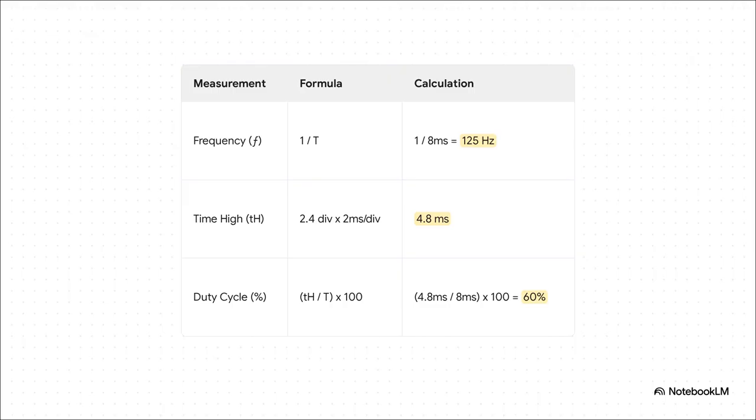Let's talk frequency. That just means how many times does this wave repeat every second? The formula is super simple, just 1 divided by the period. So 1 divided by our 8 milliseconds gives us 125 hertz. Next up, duty cycle. This is a really important one. It tells us what percentage of the time the signal is actually on. It was high for 4.8 milliseconds out of that total 8 millisecond period. Do the math, and that's a 60% duty cycle. This is the kind of thing you'd use to control the speed of a motor or dim an LED.